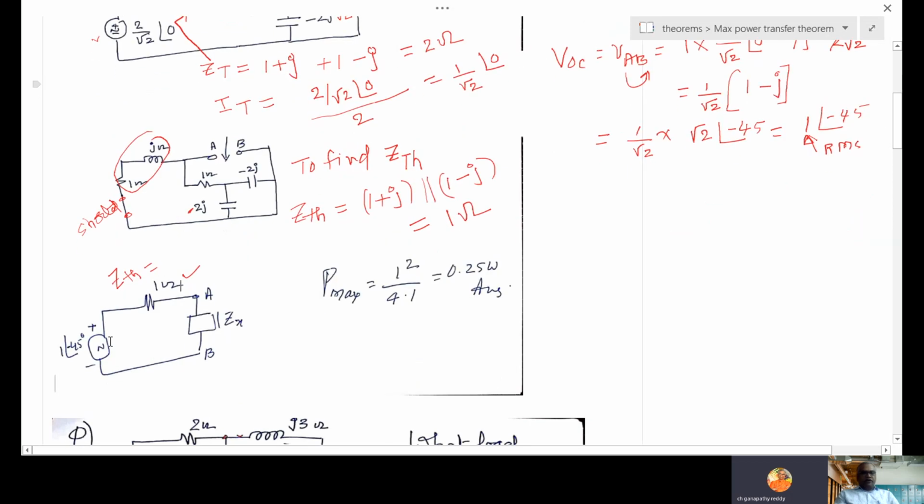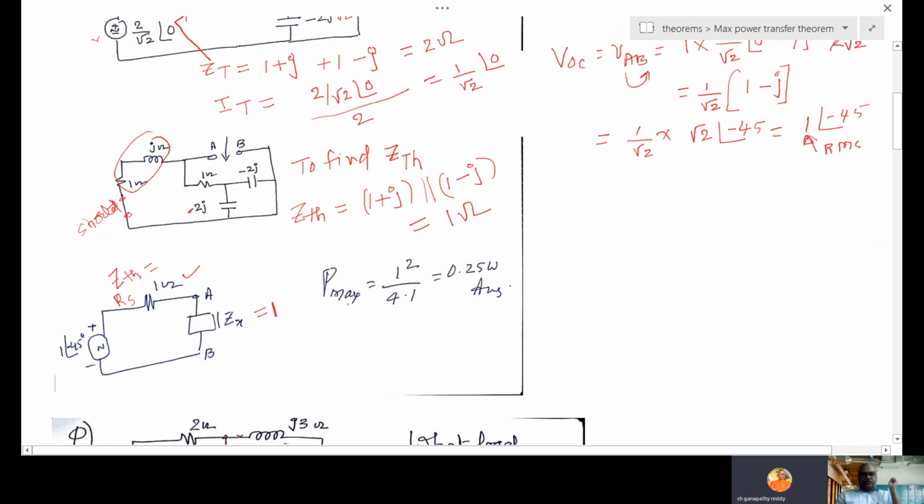Now with this, what do we find? V Thevenin we found, Z Thevenin we found. But Z Thevenin has only 1 ohm. So what should be the Zx value? Zx should be equal to 1, based on the previous conditions. So Z Thevenin means Zs actually. So only 1 ohm means it is like an Rs. When Rs is equal to 1 ohm, RL also should be 1. So both are equal, maximum power will be transferred.